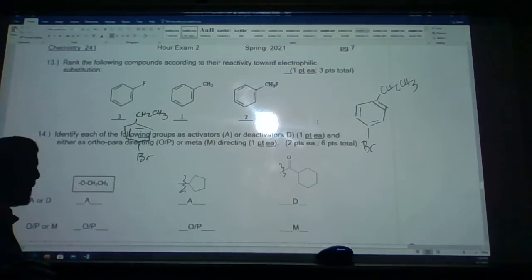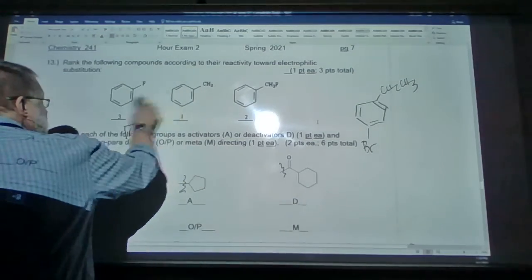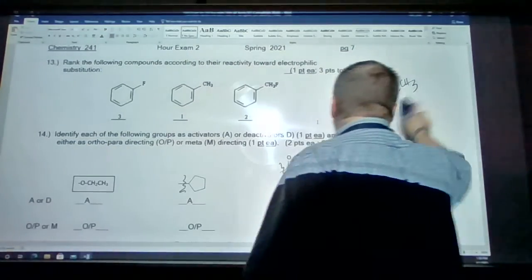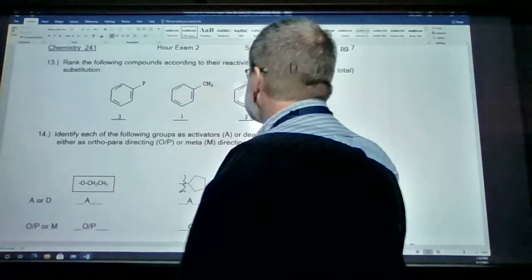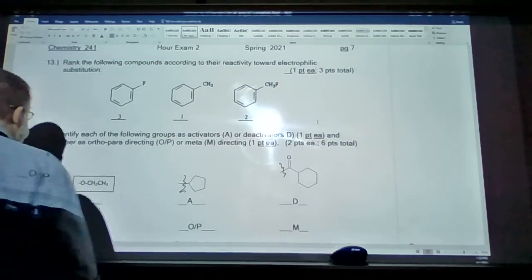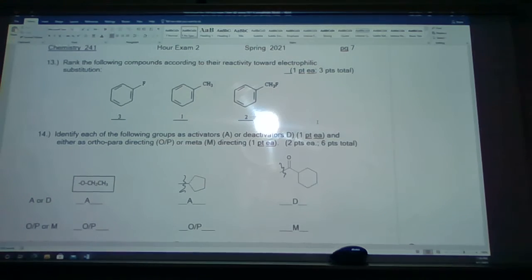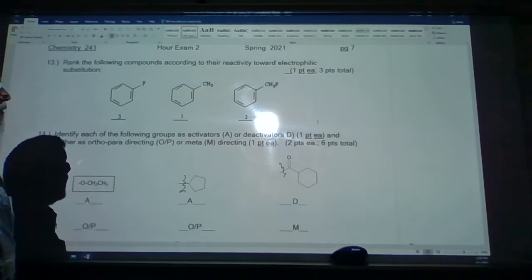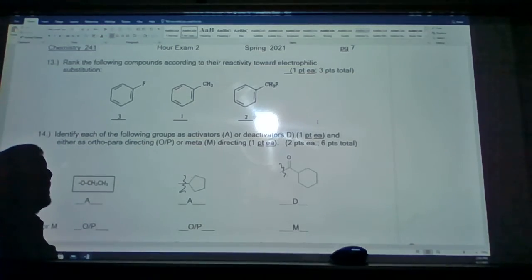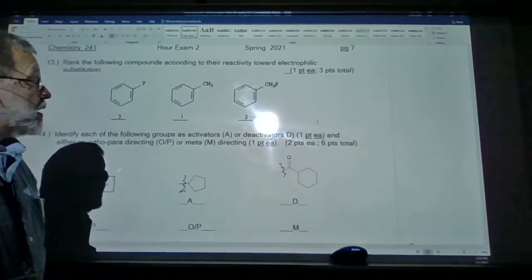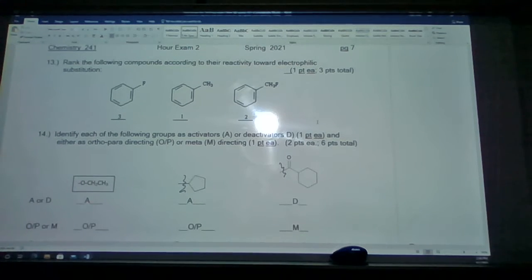Number 13, rank the following compounds in order of reactivity towards electrophilic aromatic substitution. You're looking here at basically an aromatic ring present in each compound. This guy has a fluorine directly substituted on the aromatic ring. This guy has a methyl group on the aromatic ring. Number 2 has a fluoro on the methyl group attached to the ring.